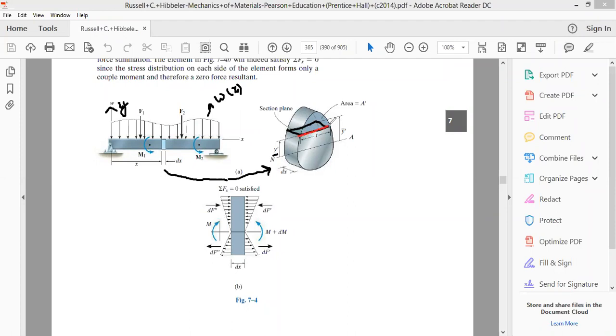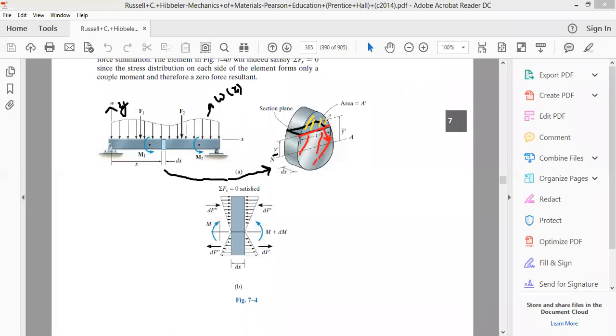One area is the area which is above this. Another area is the area which is below this. So we have the area which is below, that is this entire area, and the area which is above the sectional plane, that is this area. What we have done is moved a distance y prime from the neutral axis. At that distance, we are drawing a sectional plane.